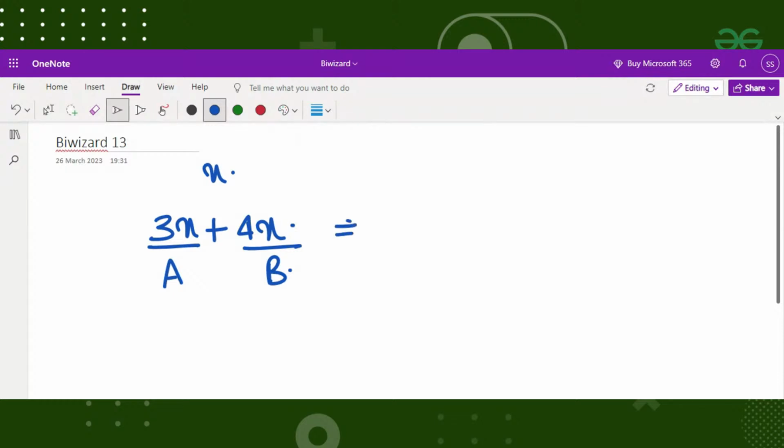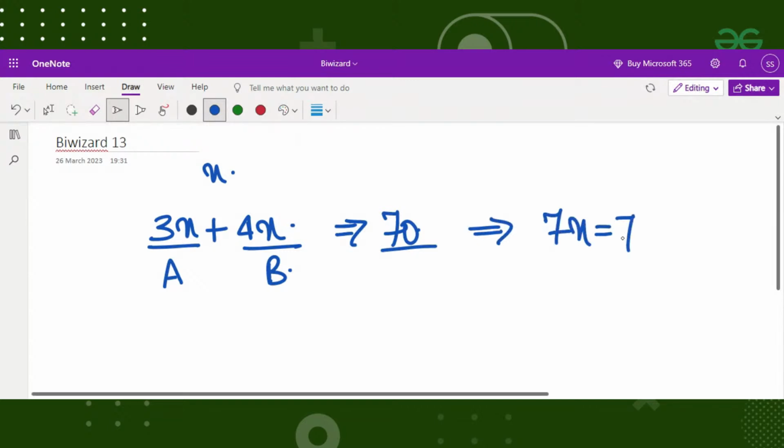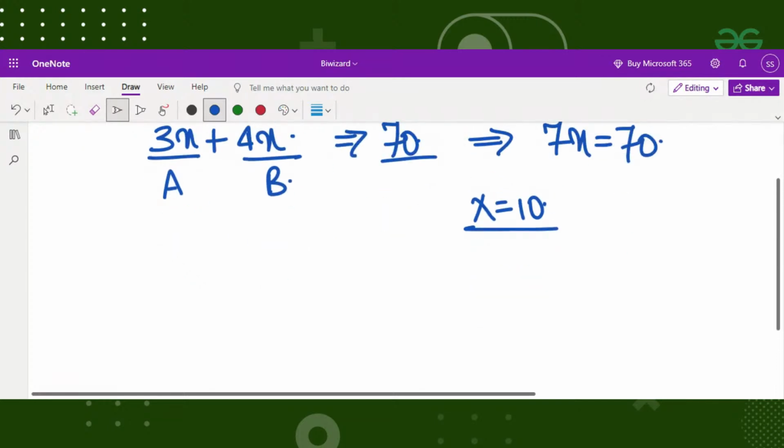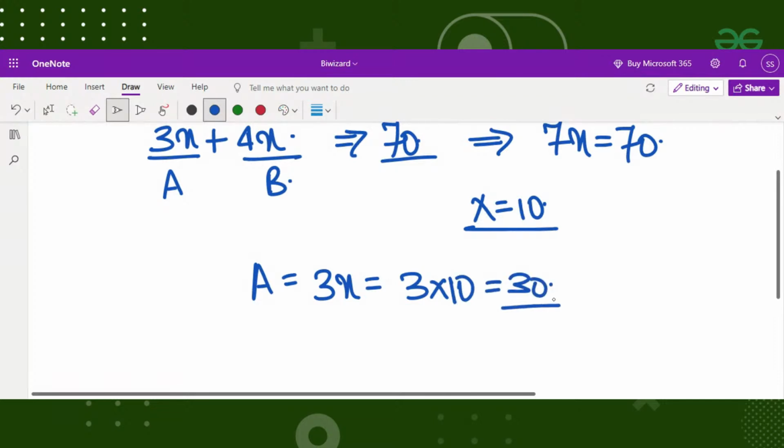So if we do 3x plus 4x, we will get 70, right? So this will give us 7x. So 7x equals 70. It means that the value of x is 10. And what the question demands from us is the age of A. So age of A will be 3x, that is 3 into 10, which is equal to 30. So that is the correct answer to this question.